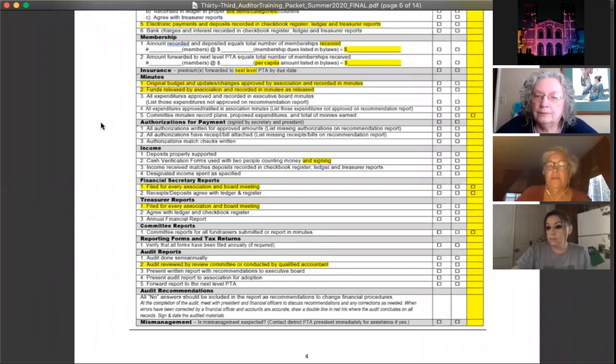Okay, so then somebody wanted clarification. The auditor downloads and prints the statement first, signs and scans and emails to the treasurer. Is that correct? Yes, that would work.